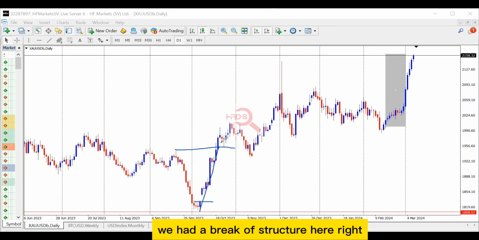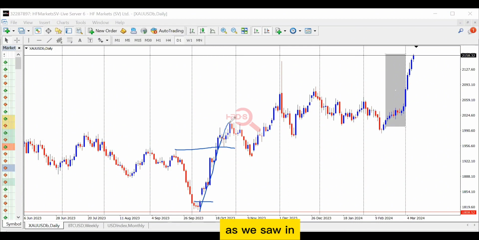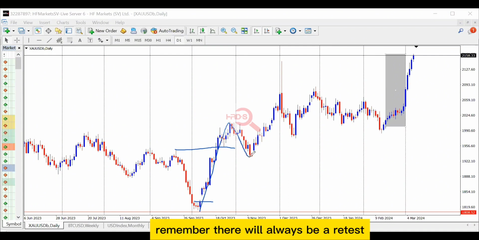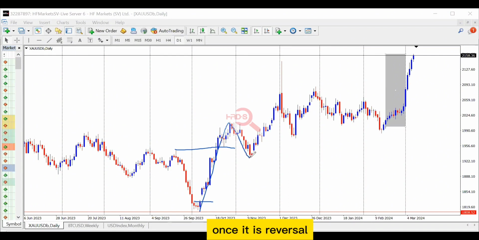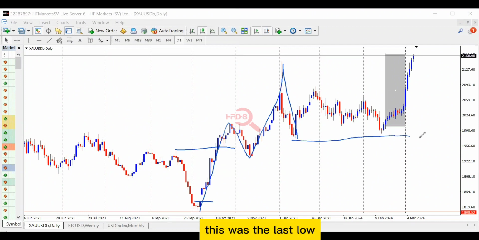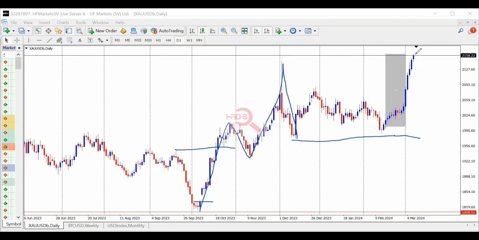There is a minor high here, but we'll call this a major high. We had a break of structure here, as we saw in weekly time frame as well, and then we had a retest. Remember, there will always be a retest right inside here once it is reversal, and then market started going up. We made a new high, it came down. So this was the last low that gave birth to the ongoing high. This high is not over. We've not seen a sign of retracement yet. So this is our last low.